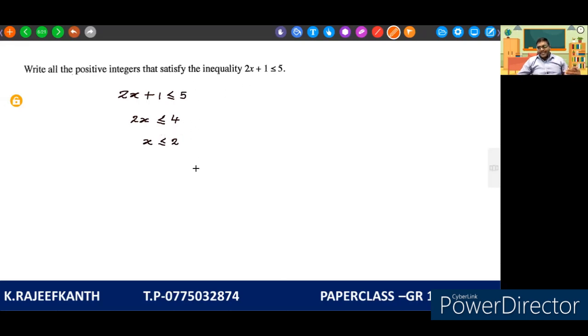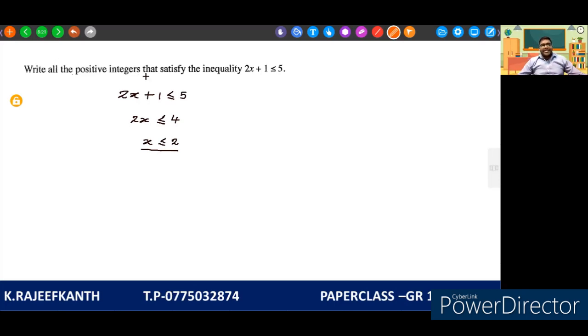Here we are solving this inequality like an equation. 2x plus 1 less than or equal to 5. First we subtract 1 from both sides, then 2x less than or equal to 4. Now we divide by 2 on both sides. Then x less than or equal to 2. That means the value of x can be equal to 2 or less than 2.